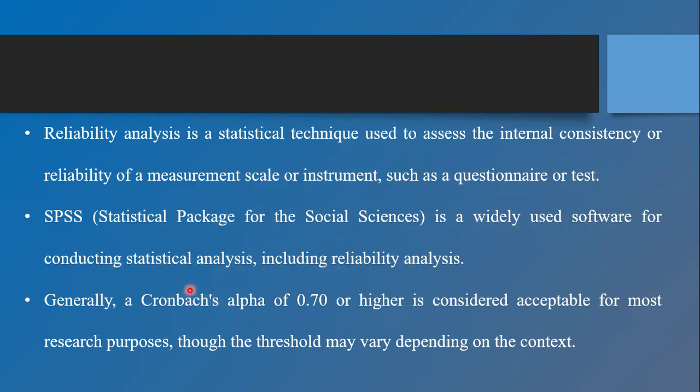So what is the criteria for whether your constructs or statements are reliable or not? The criteria is that your Cronbach alpha value, which is estimated through reliability analysis, should be at least 0.70 or higher. If Cronbach alpha is less than this value, your scales would not be considered reliable according to the criteria.